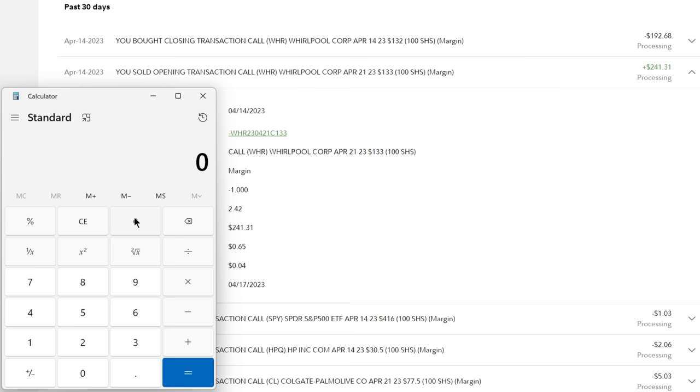However, if we forget about the first initial covered call, let's just look at the credit we received for rolling the option. It cost us minus $192.68, right? That was a negative. So we paid $192.68, but we immediately collected at the exact same time $241.31 net, which means our net credit was positive, $48.63.